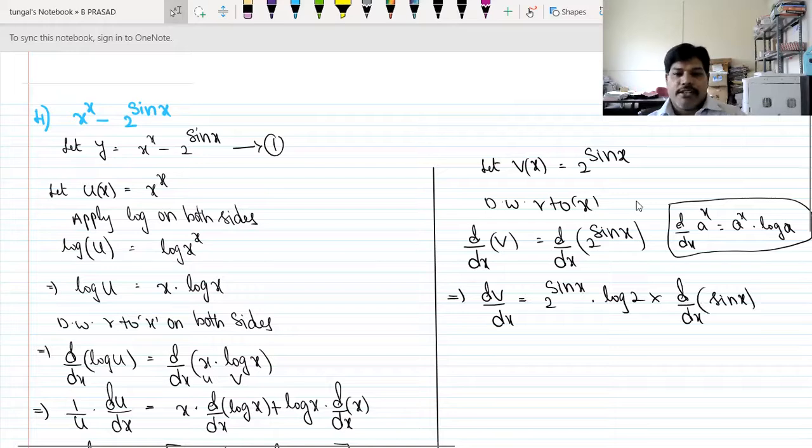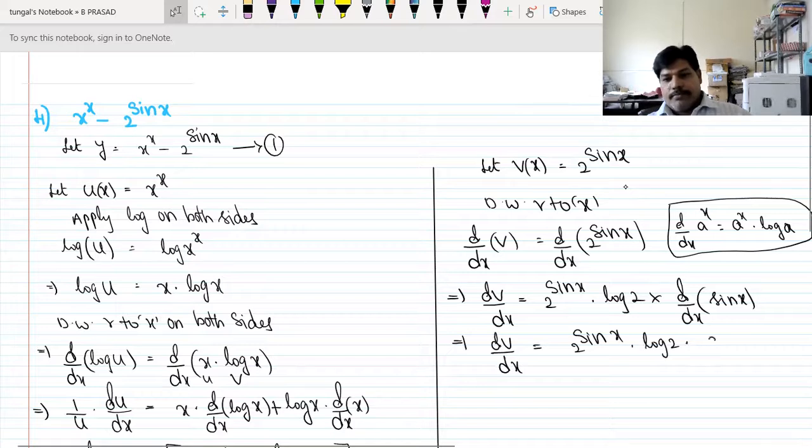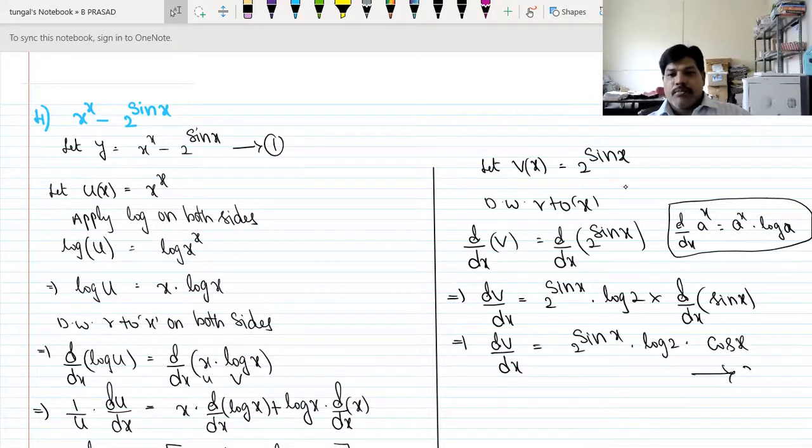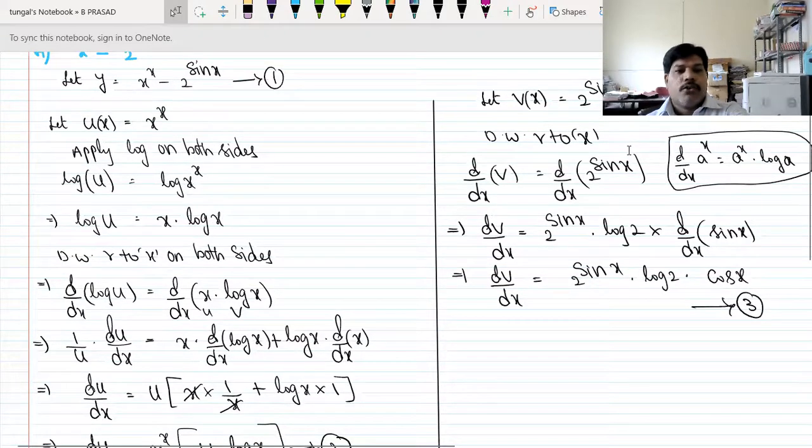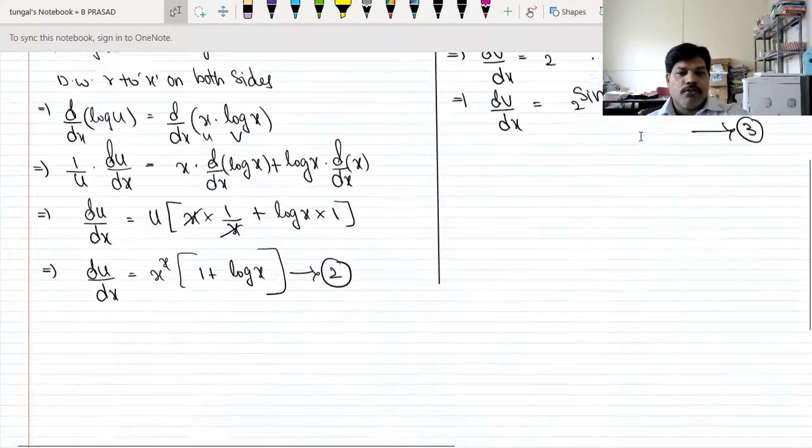So, students, dv by dx is equal to 2 power sin x into log 2 into the derivative of sin x, which is cos x. Take this as equation number 3. So these are 3 equations. How to solve that one?